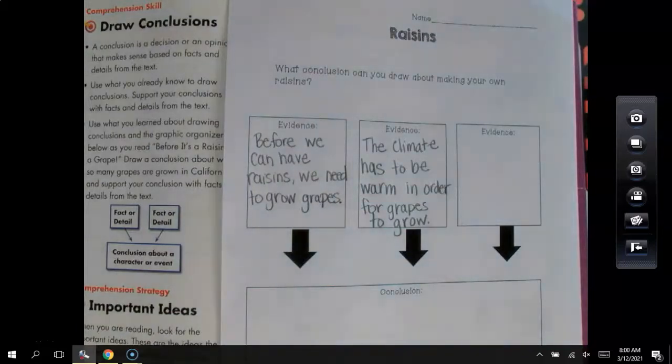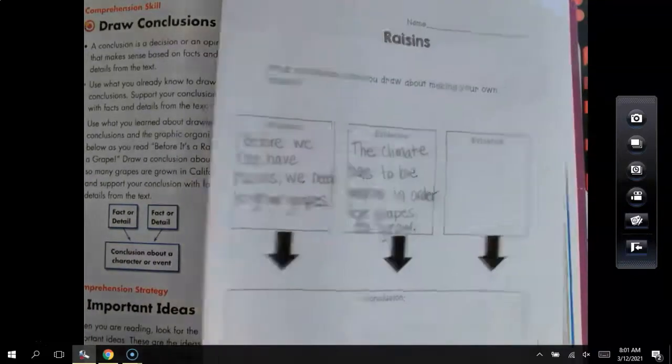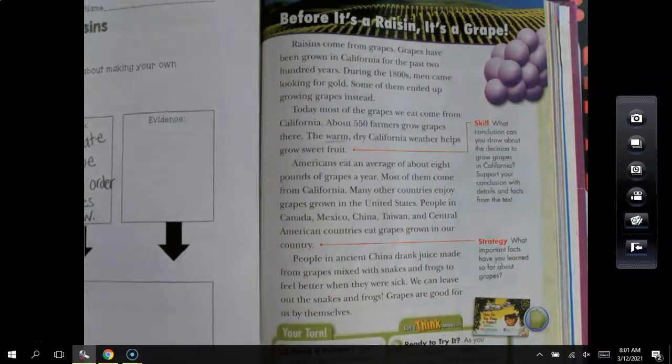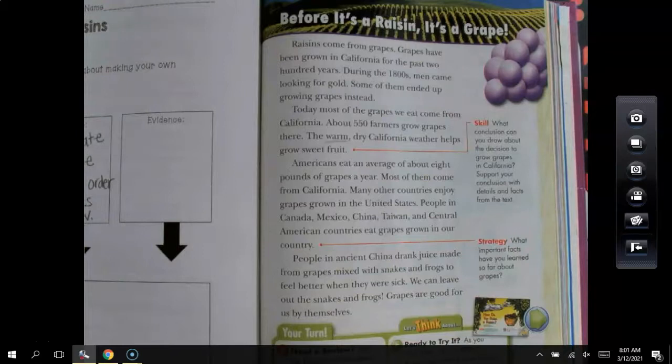What else did it say? What other evidence? Activate that prior knowledge. How else are we going to get grapes to grow? Think about the seasons. What else needs to happen? Go back in your story and find clues. What else did it say that needs to happen in order for this sweet fruit to grow?